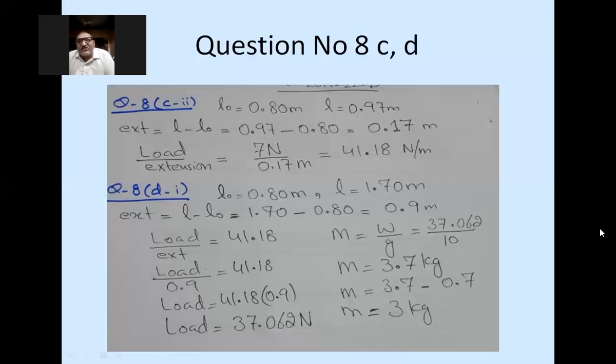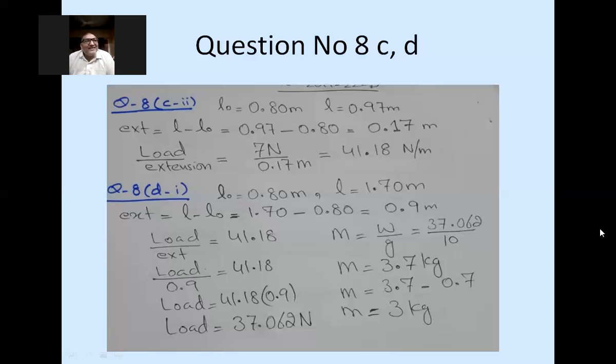So let's convert this into the mass. Mass will be weight divided by g. So 37.062 divided by 10. So that will be 3.7 kg. So the mass of the can filled with the paint is 3.7 kg. So from that, subtract the mass of the empty can. That will be 3.7 minus 0.7, and you will get the mass of the paint only. So that will be 3 kg.